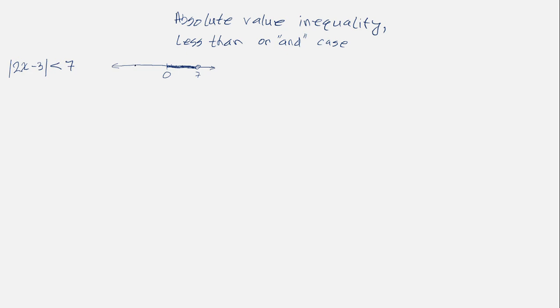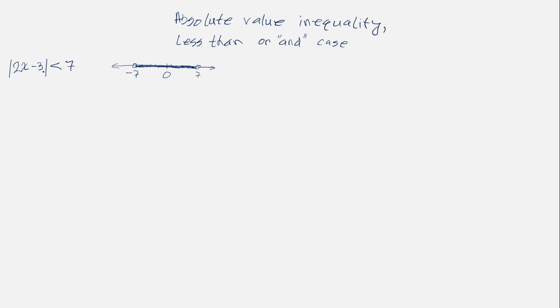But the same thing would happen if we go towards negative 7. Any value between 0 and negative 7 is less than 7 units away from 0. So that means that these numbers are also part of the solution.